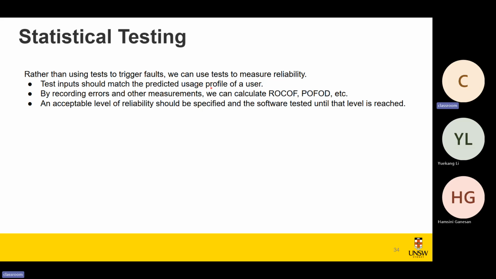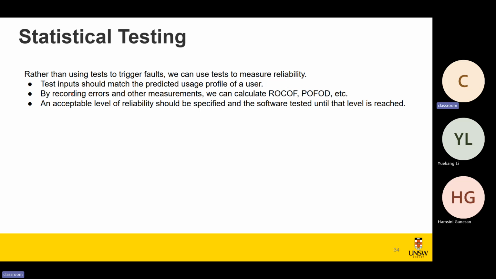However, because we know that reliability is related to both the system and how the user would use the system, in order to reflect the real reliability in real scenarios, we need to make sure that the test inputs we have here could actually reflect the usage patterns or the usage profiles of users. So this is the first thing we need to consider here.